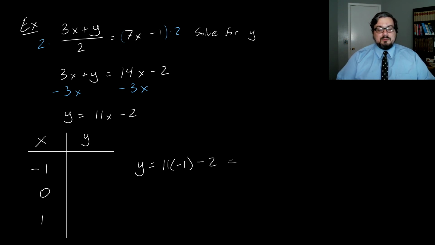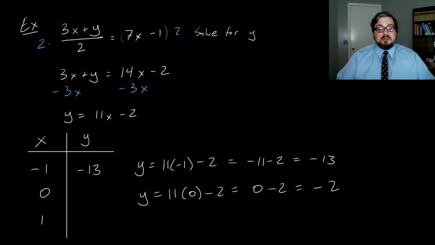So if x is -1, then y will be 11 times -1 minus 2, which is -11 minus 2, which is -13. If x is 0, then y is 11 times 0 minus 2, which is 0 minus 2, which is -2. And if x is 1, then y is 11 times 1 minus 2, which is 11 minus 2, which is 9.